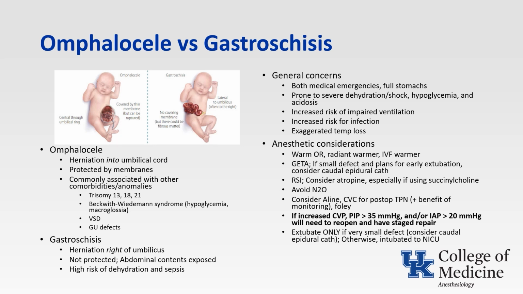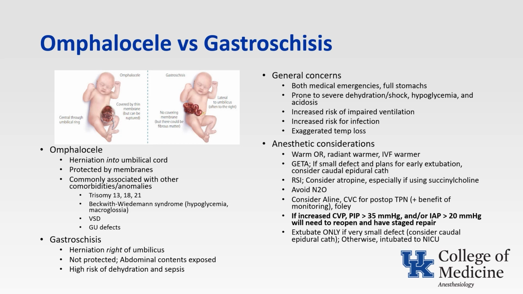So anesthetic considerations: you should have a warm OR with a radiant warmer and warm IV fluids. It should be a general endotracheal technique. You can consider a caudal epidural cath if there are plans for early extubation, which we'll mention in a minute. The airway should be secured with an RSI technique. Avoid nitrous. Consider an A-line, a central venous catheter, definitely a Foley.